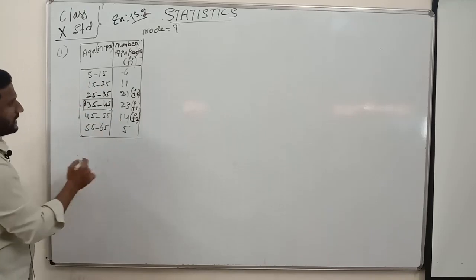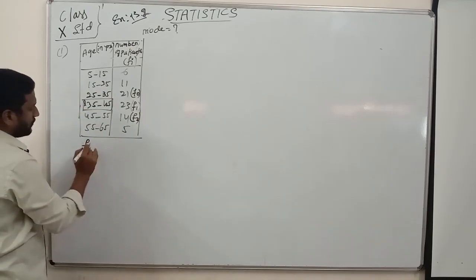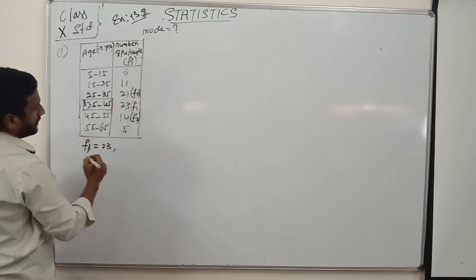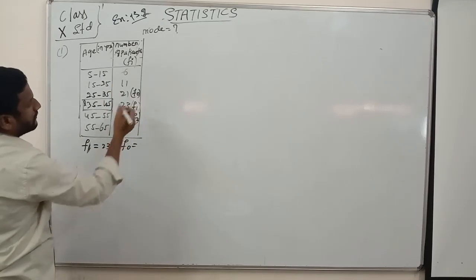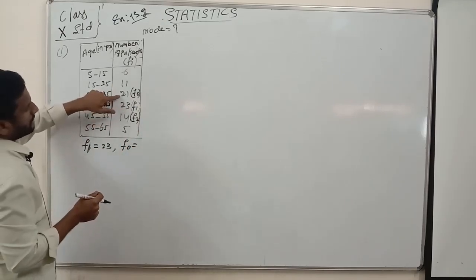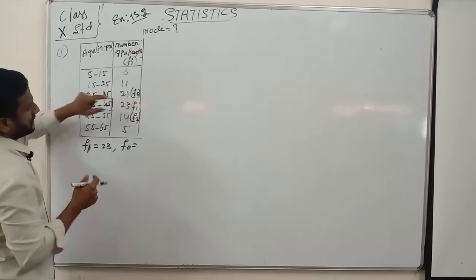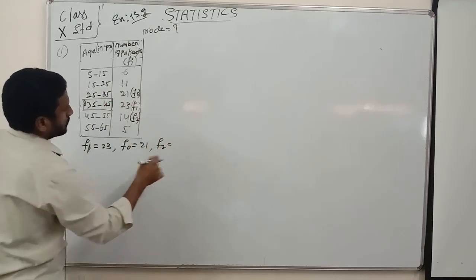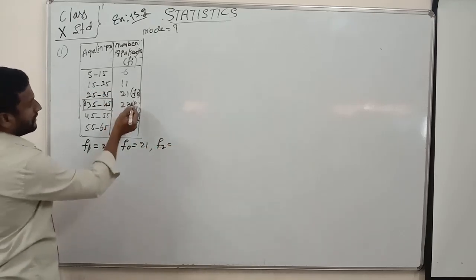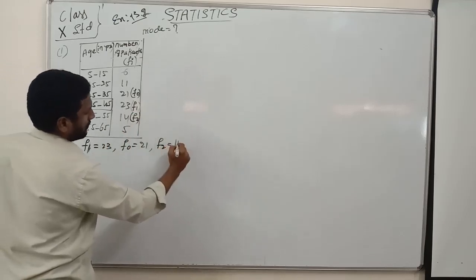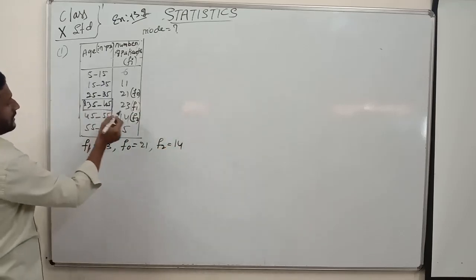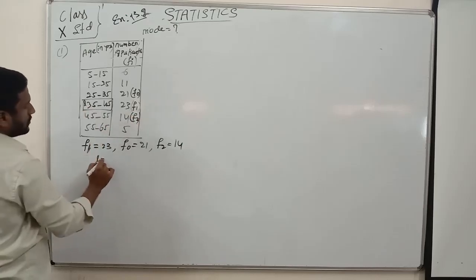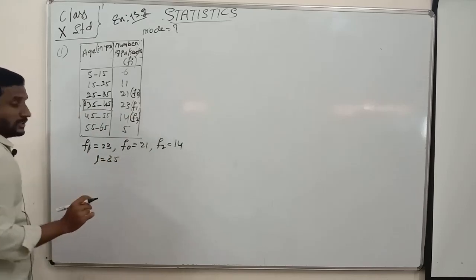Next, what is given here? You can write all of it here. First, f1 is equal to the highest frequency among these, that is 23. Then f0 is the frequency preceding the highest frequency of the modal class, that is 21. Next, f2 is the frequency after f1, that is 14. Next, the lower limit corresponding to f1, L, is equal to 35.